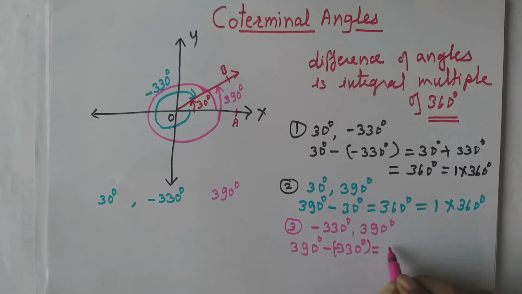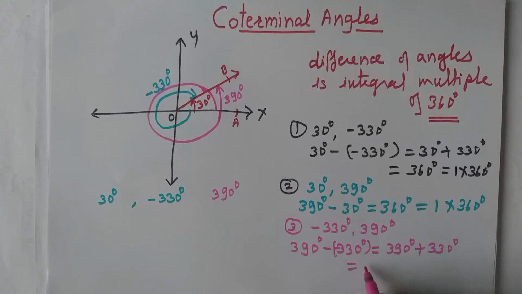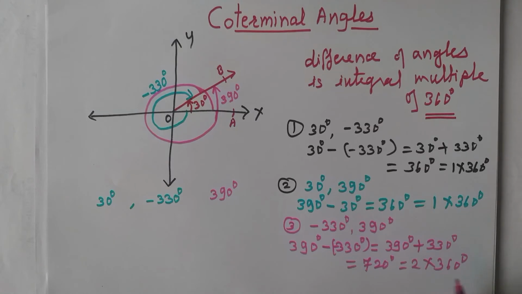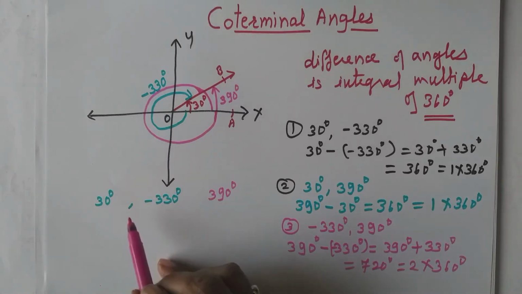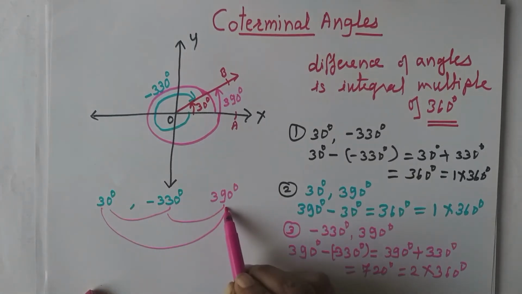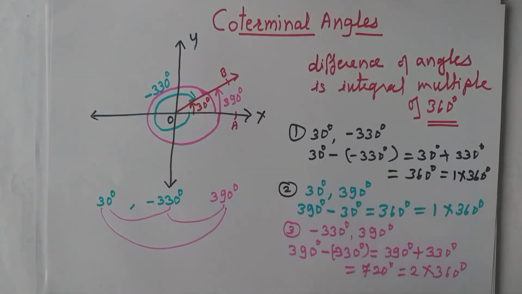Minus of minus, that is 390 plus 330, and this is 720, and this is 2 times 360 degree. Again we got a difference that is an integral multiple of 360 degree. You take any pair of these angles, or the pair of first and third angle. You take any difference of two angles, then you see that it is always an integral multiple of 360 degree, means 1 times 360 degree, 2 times 360 degree, 3 times 360 degree, and like that.